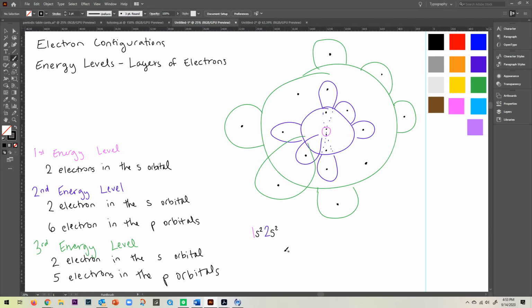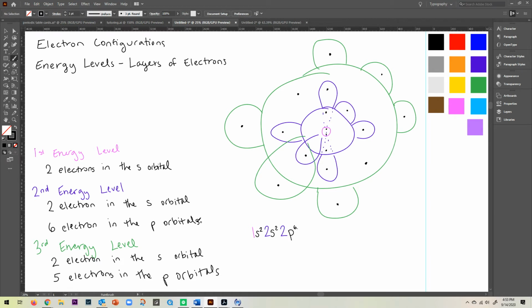The next thing that we would write about is these 6 electrons. Well, we're still in the second energy level, right? So now I'm going to write another 2 to say we're still in the second energy level. I'm going to write a p because it's the p orbitals, and there are 6 electrons in there. So far we have 1s2, 2s2, 2p6.